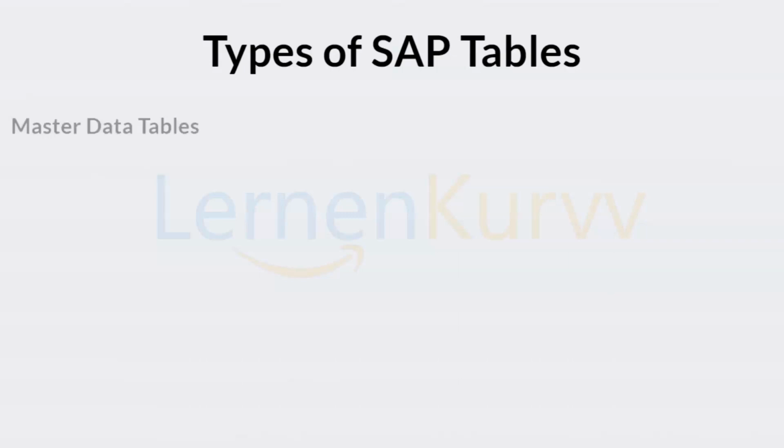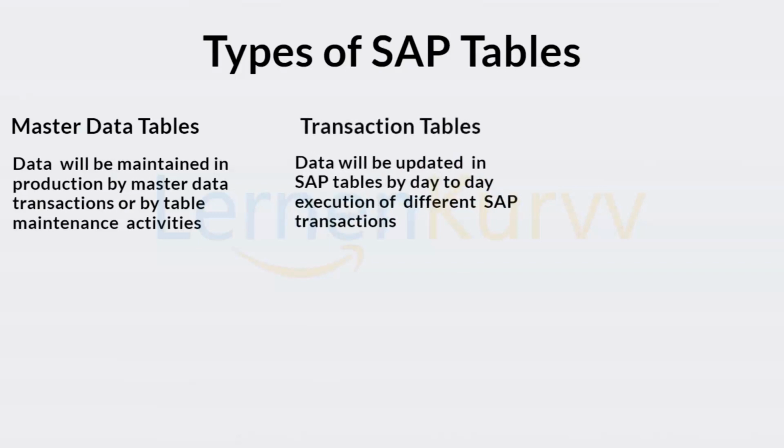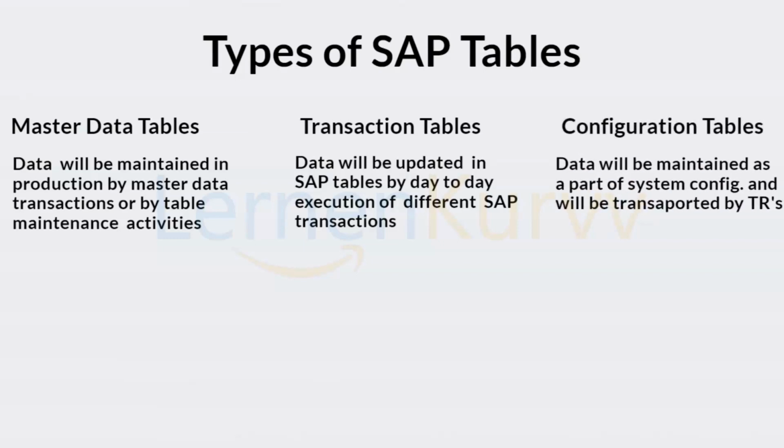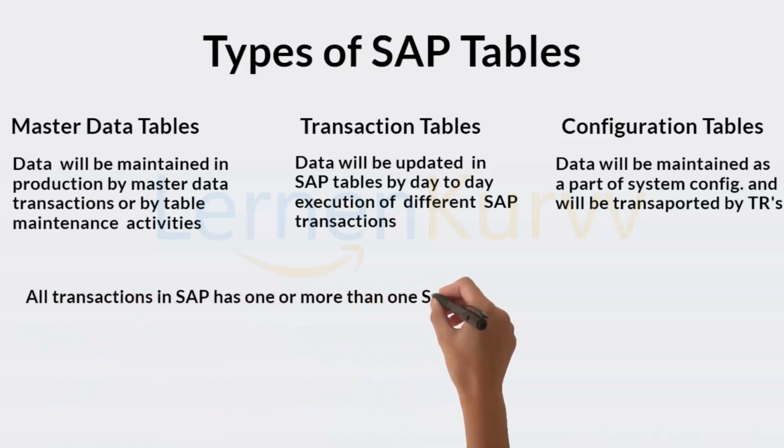Such as Master Data Table, for which data can be maintained directly in the production environment by SAP Master Data Transactions, or by table maintenance activities. Transaction Tables, for which data will be updated based on the day-to-day execution of different SAP transactions. Configuration Table, for which data will be maintained as a part of system configuration, and will be transported to the production environment through transport requests. All transactions in SAP have one or more than one table.